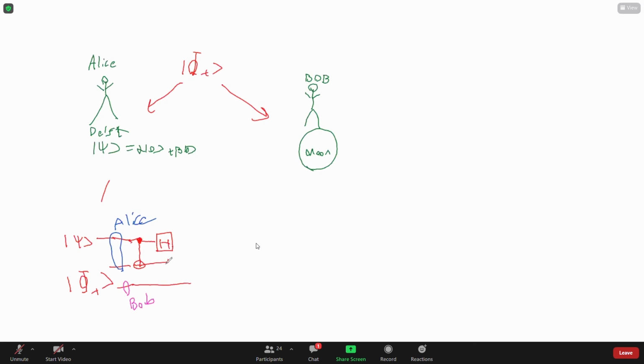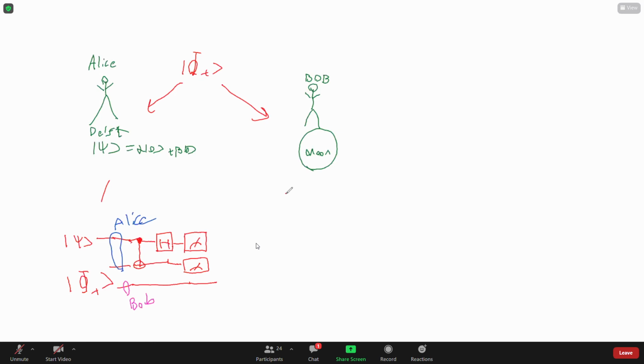And then after that, she actually does a measurement. We did not talk about measurement in quantum circuits, but the way we typically draw it is like this. So this looks like a meter, and you measure it like this. And now, after this measurement, we can actually see that Bob will have the state that Alice initially had. So let's look at how that really works.